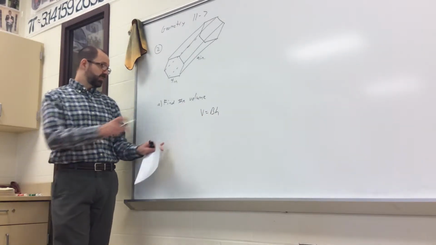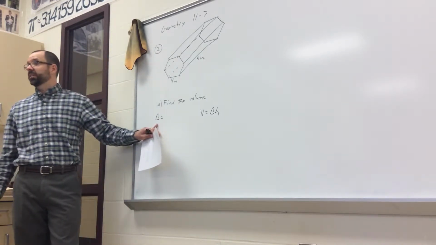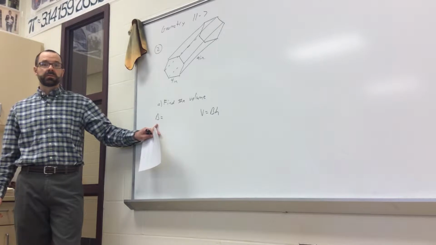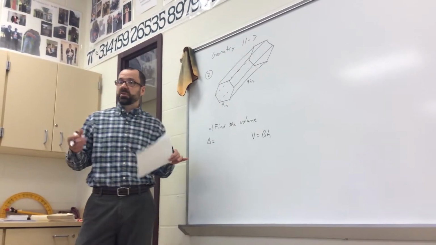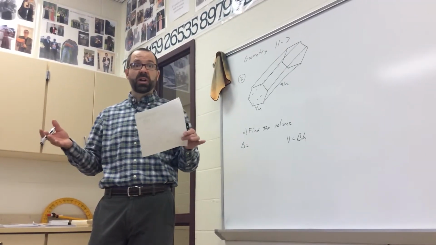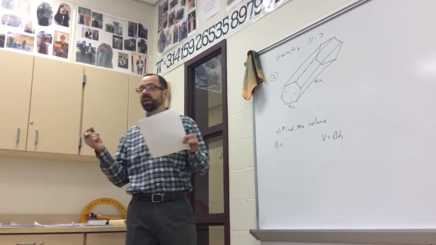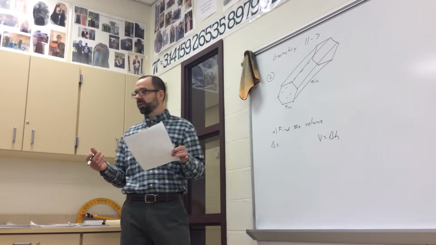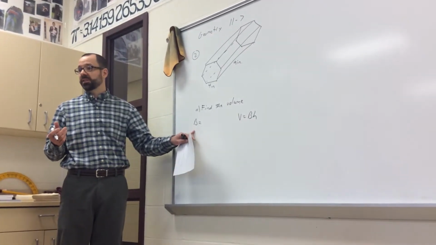And remember, capital B stands for the area of the base. So it depends on what shape the base is on how we're going to figure this out. If the bases were circles, then we would do pi r squared for the area of the base. Or if the bases were triangles, we'd do 1/2 BH for the area of the triangle. So next step is to decide what shape the base is.